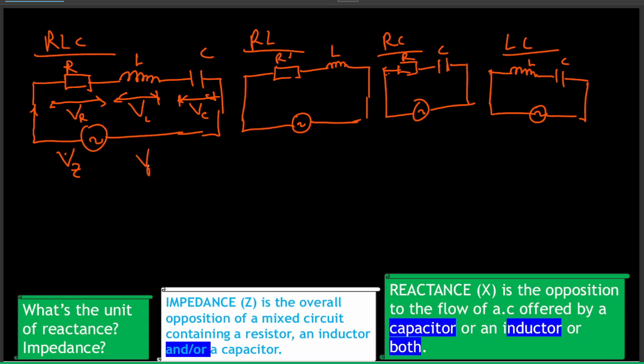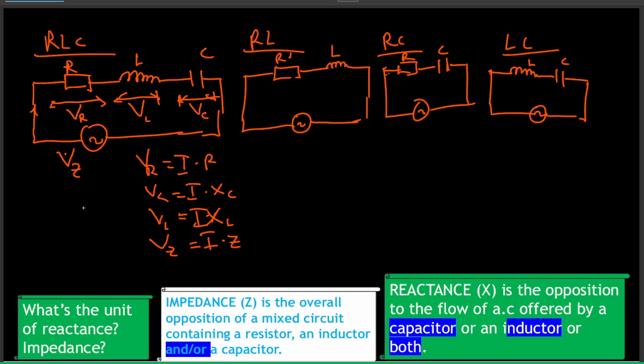So VR, you remember, is current times R. VC is current times XC. VL is current times XL, that's inductive reactance. And then VZ will be what? Current times the overall impedance. That's impedance.